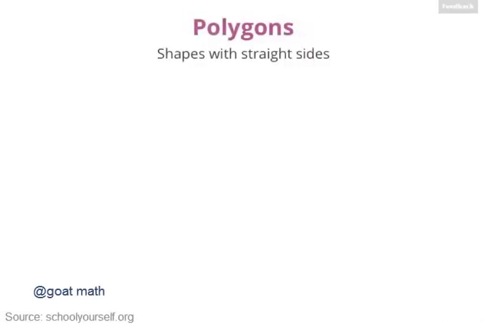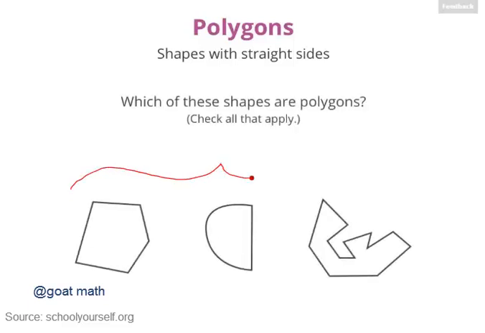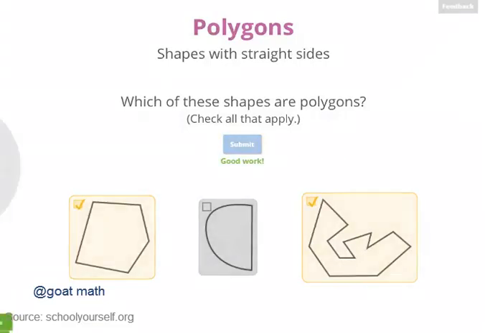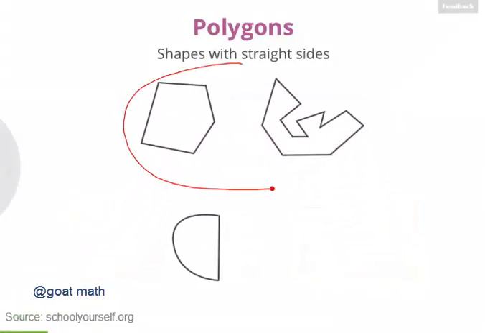Polygons are shapes with straight sides. So take a look at these shapes down here. Which two of these are polygons? Nicely done. So these two shapes are polygons because their sides are all straight.